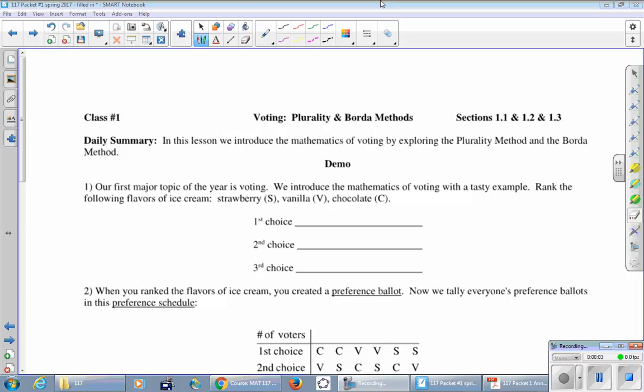Class number 1, Daily Summary. In this lesson, we introduce the mathematics of voting by exploring the plurality method and the Borda method. Demo number 1. Our first major topic of the year is voting. We introduce the mathematics of voting with a tasty example.